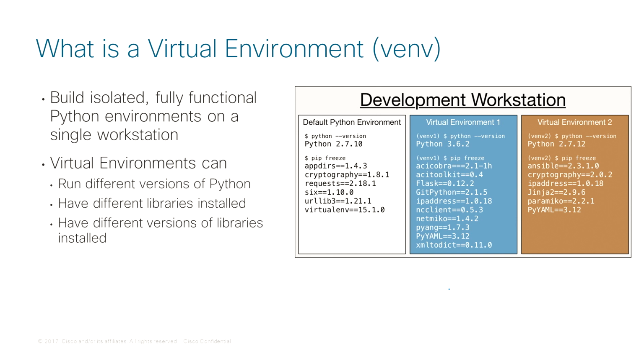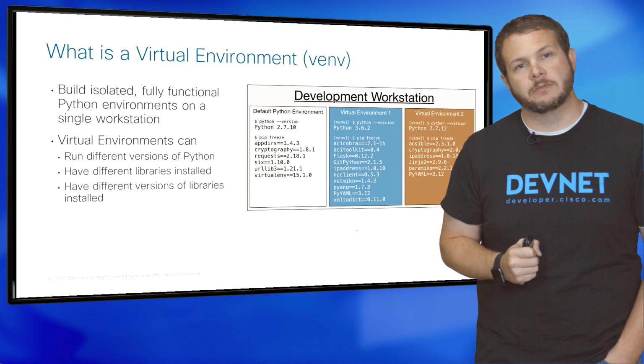Now, why you might want multiple ones is maybe you've got a script or a code or a program that requires one version of Python, in this case maybe 2.7. And then you have another script or another function that requires Python 3. Also, we've got different libraries we can include inside the virtual environments.